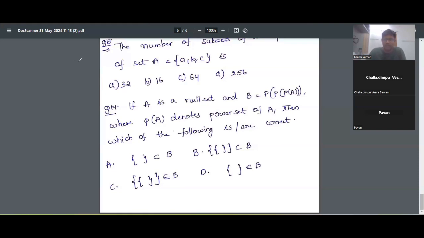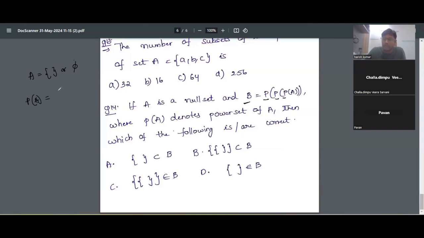So first of all, A is a null set. So how will I represent it? I can represent it like this or as phi. It has no element, right? Number of elements in A is 0. Clear till here? Now I have to find set B, which is power set of power set of power set of A, 3 times power set. First of all, I'll find power set of A, right?